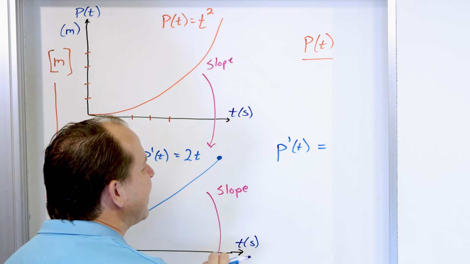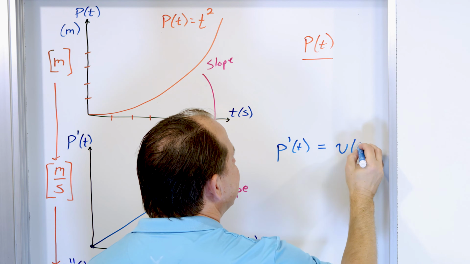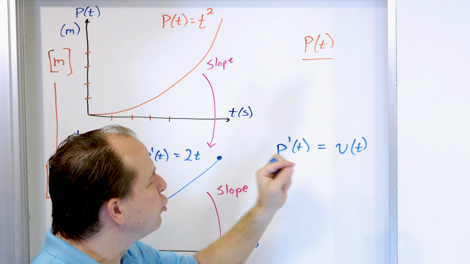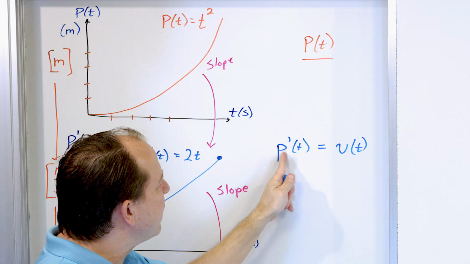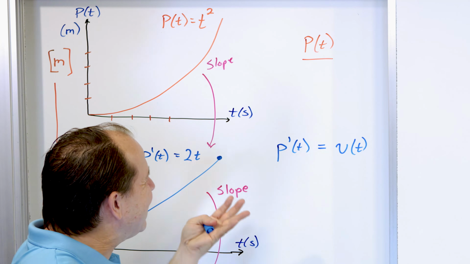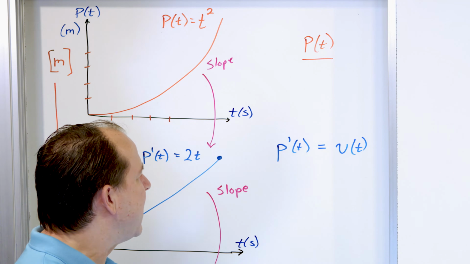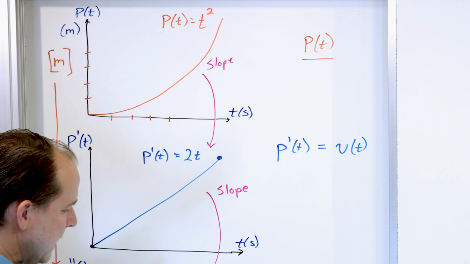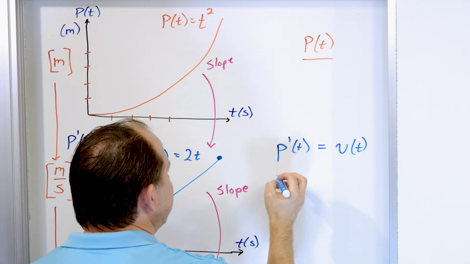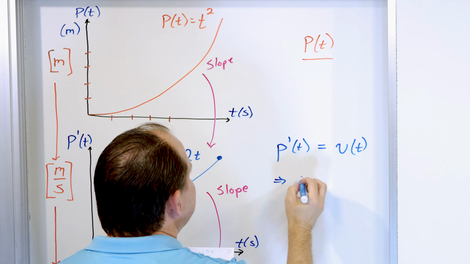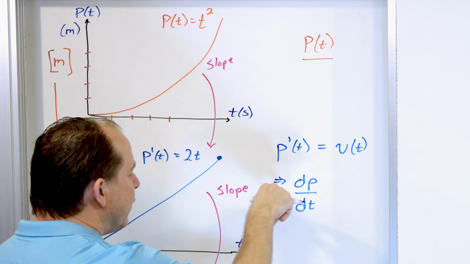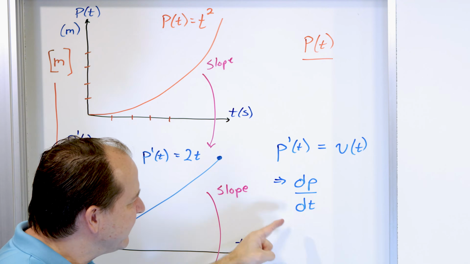But now I'm going to tell you that that's the same thing as what we call the velocity of the particle. So if I give you a graph of the velocity of the particle, you know now that that's the derivative of the position function as a function of time. So p prime of t is exactly the same thing as the velocity as a function of time, or the velocity function, right? And another way to write this, instead of p prime of t, is we can say that this is dp/dt, like this.